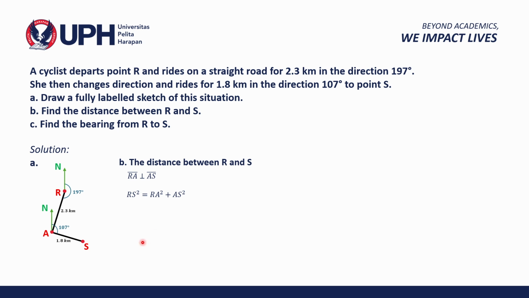So here we have the line segment RA perpendicular to AS. Using Pythagoras' theorem, the square of RS is equal to RA squared plus AS squared. Substituting the values, we calculate RS as the square root of 2.3 squared plus 1.8 squared, which gives approximately 2.9 kilometers. So the distance between R and S is 2.9 kilometers. Next, we have to find the bearing from R to S.